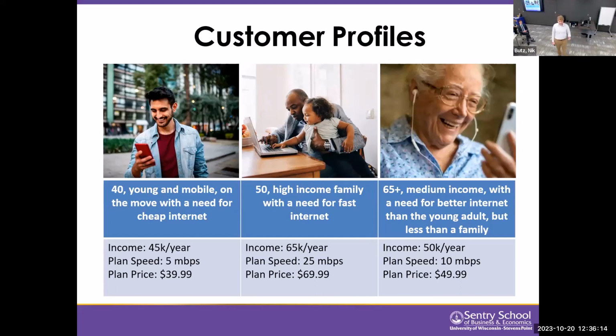And they have a need for better internet, but not as much as the family, because there are still fewer people in that house, but they're doing things like video chatting with grandkids, possibly, maybe even using it for their own personal needs. I'm not 100% sure what all the reasons would be, but their speed plan is about 10 megabits per second. Their income is about $50,000 a year, and then plan price about $50.